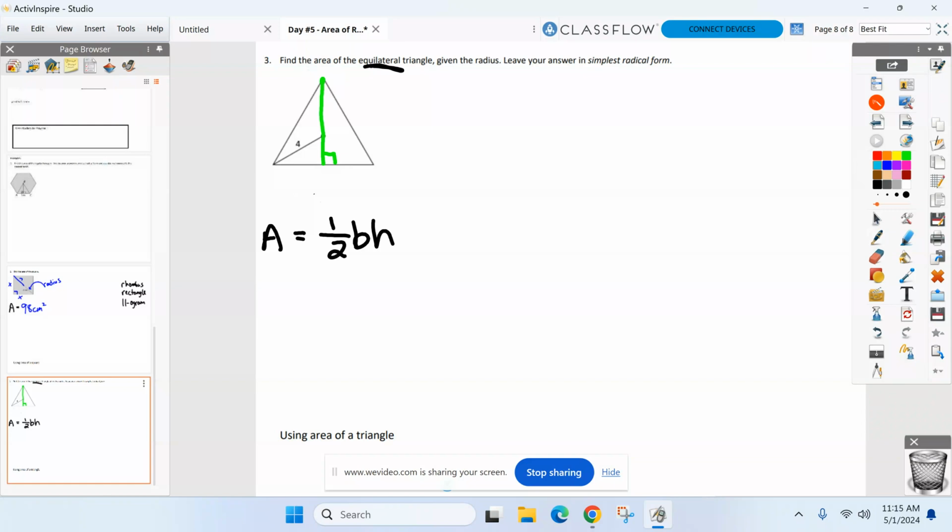See, 4. The radius is 4. Is in this part right here. That's 4 as well. All radii are congruent, so that's 4. Nice. So all I need to do is find that piece right there, and I'm good for the height. And then somehow we'll get, and I'm just showing you, that's going to be our base, however long that is.